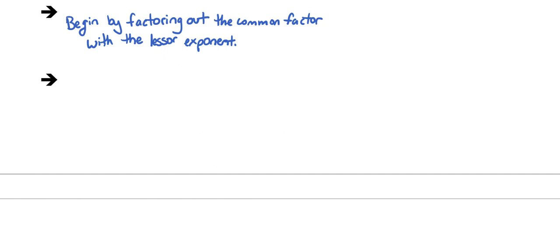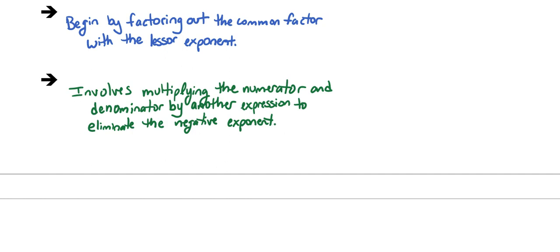So the first method is to begin by factoring out the common factor with the lesser exponent. And our second method involves multiplying the numerator and the denominator by another expression to eliminate the negative exponent. We'll be doing an example of each.